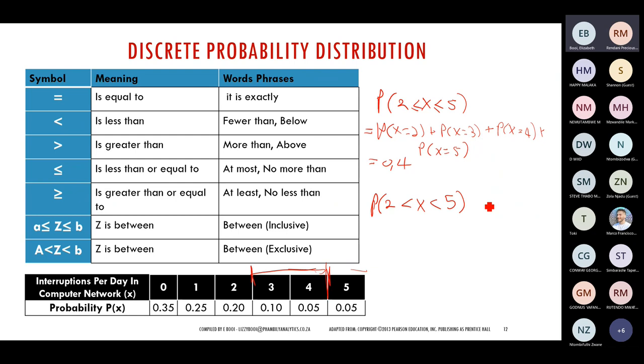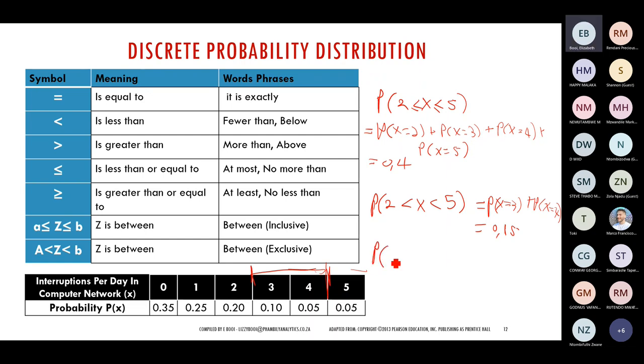So that will be only the probability of X equals 3 plus the probability that X equals 4 only, which will be 0.15. And that is inclusive. Sometimes they can mix up the inclusives.